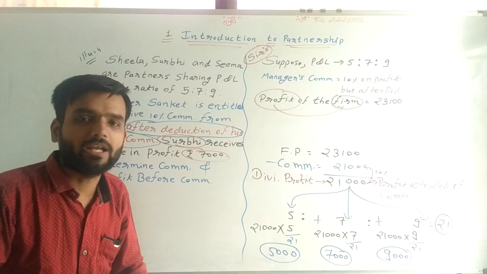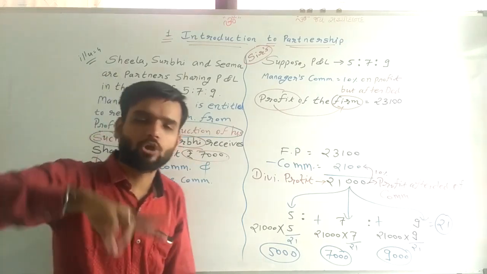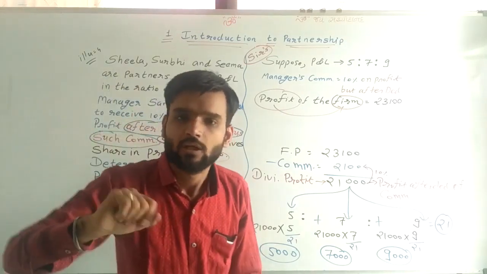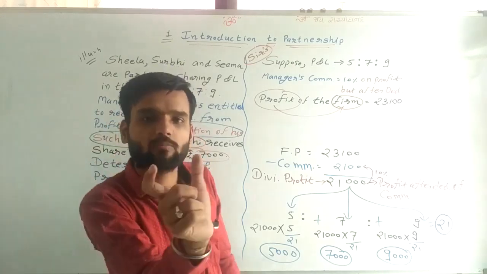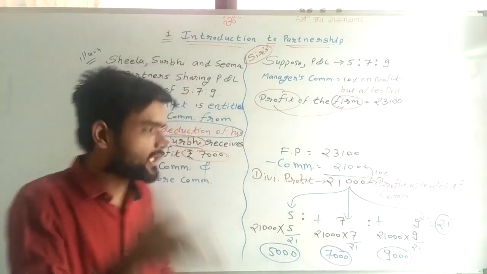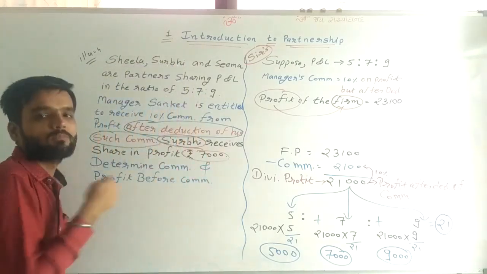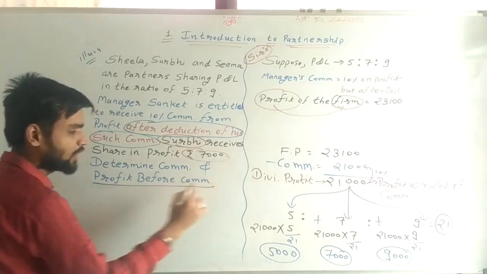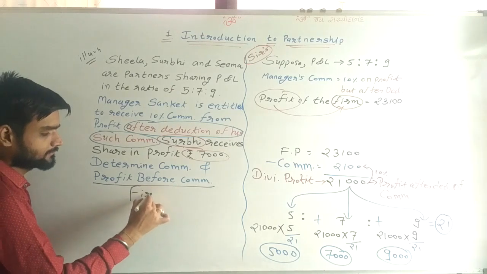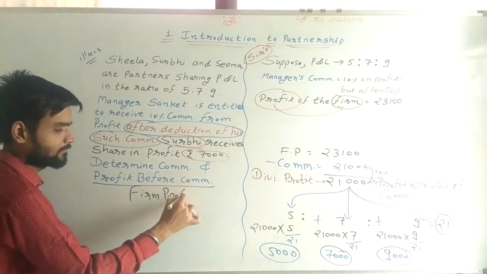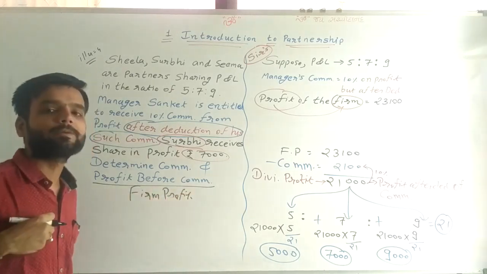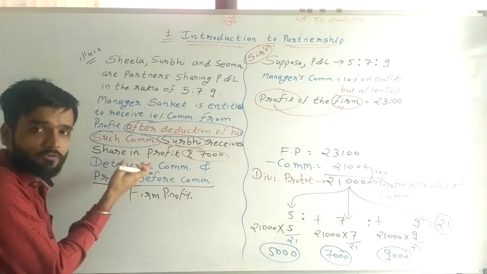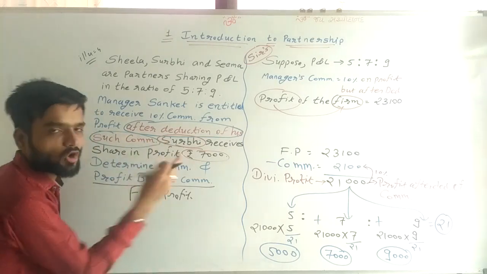Now how are we finding it? Because we have only two formulas. In the first formula we are using firm profit to find commission. Now here the question is to find firm profit. Indirectly, profit before commission is given. Profit before commission means firm profit. So we need to find firm profit, and divisible profit is not given. Here Surbhi's profit is given.